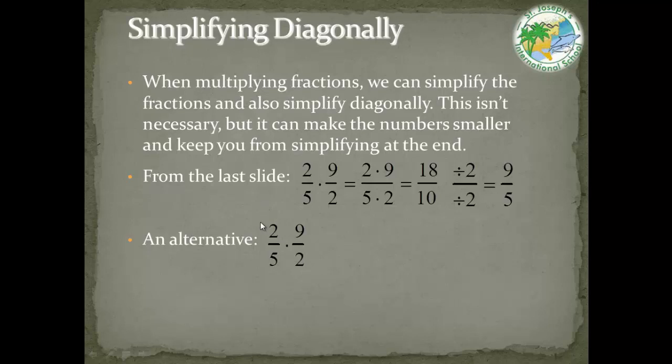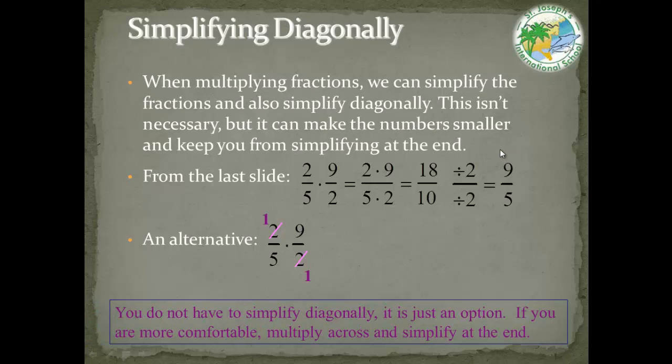An alternative: look at these two fractions. We have 2 and 2. If we divide these cross numbers by 2, we get 1 and 1. Then 1 times 9 equals 9, and 5 times 1 equals 5. The same answer. You don't have to simplify diagonally, it's just an option. If you are more comfortable, multiply across and simplify at the end. Okay, as you like.